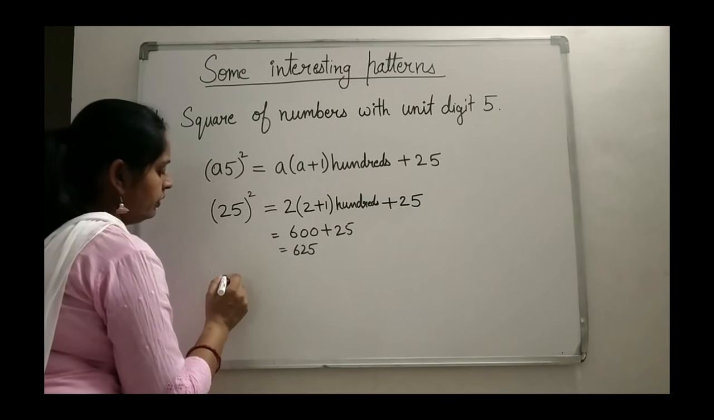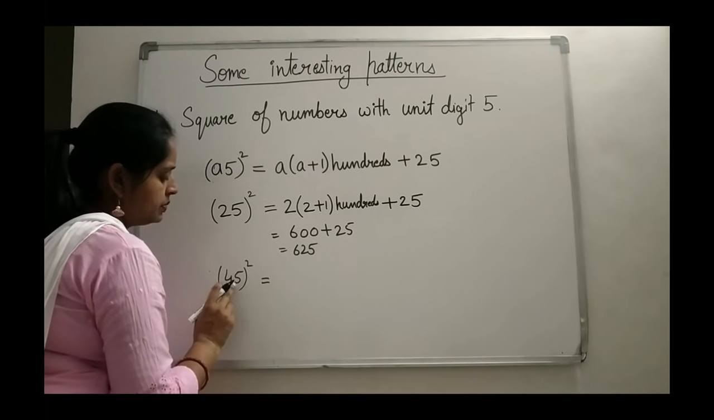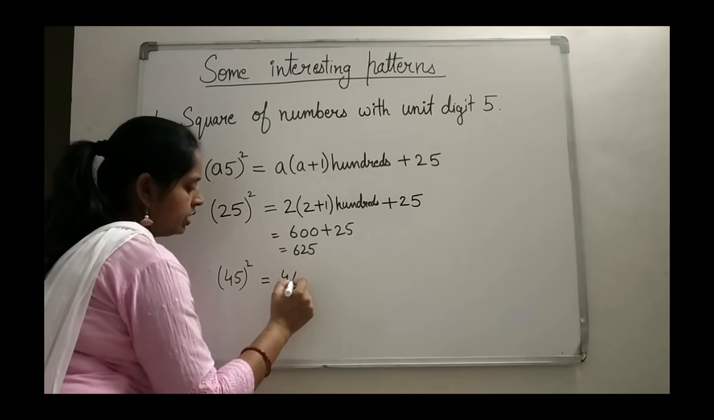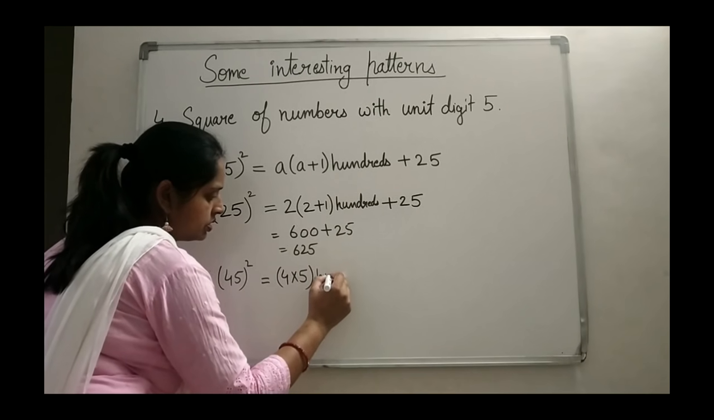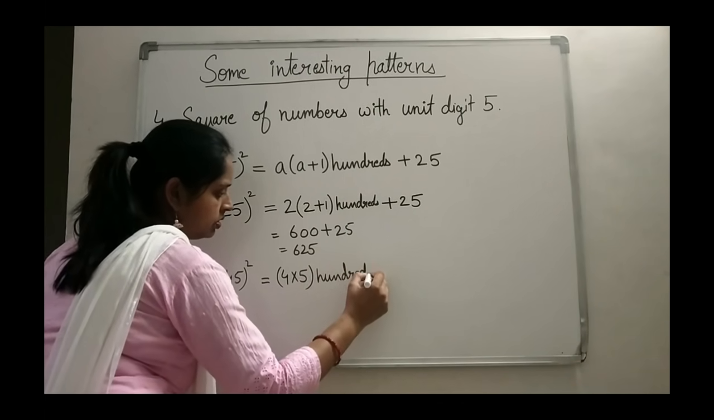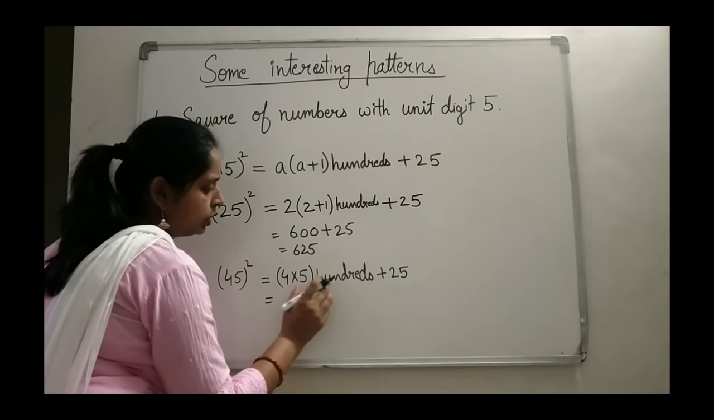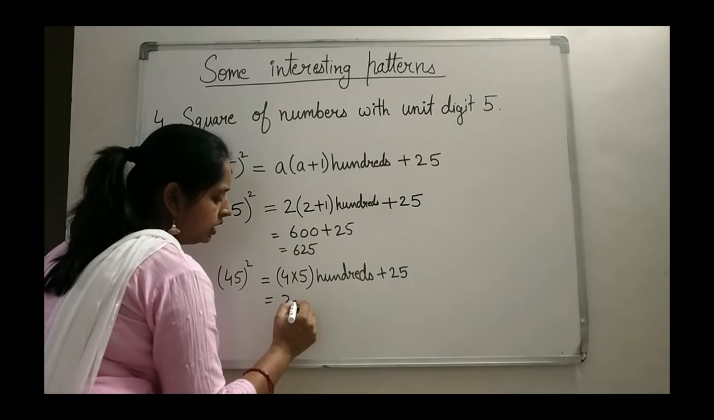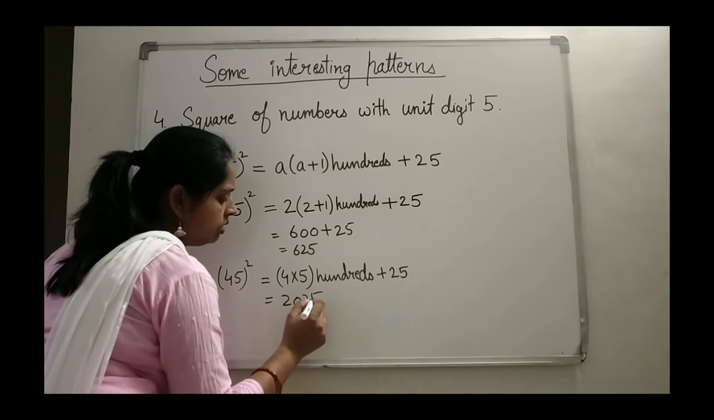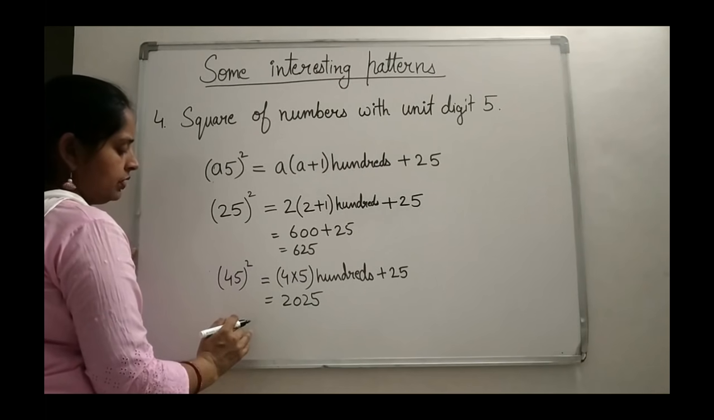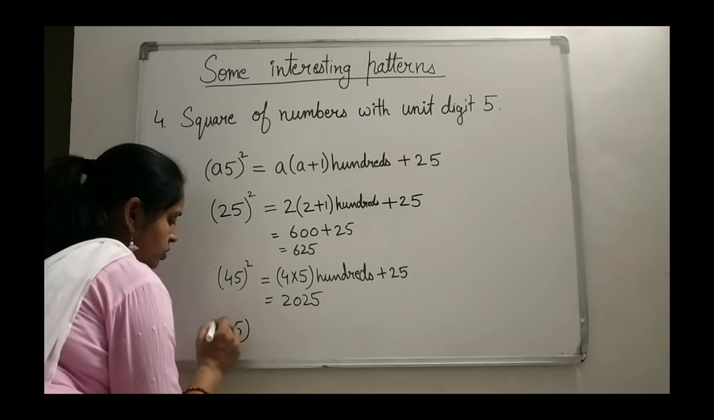See one more example. If you have a number like 45 square to find, what number is before 5? That is 4. And what is the next consecutive number after 4? That is 5. 4 into 5, hundreds, plus 25. 4 5s are how much? 20. And 20 hundreds means 2000. So 2000 plus 25 is how much? 2025. That is 2025.